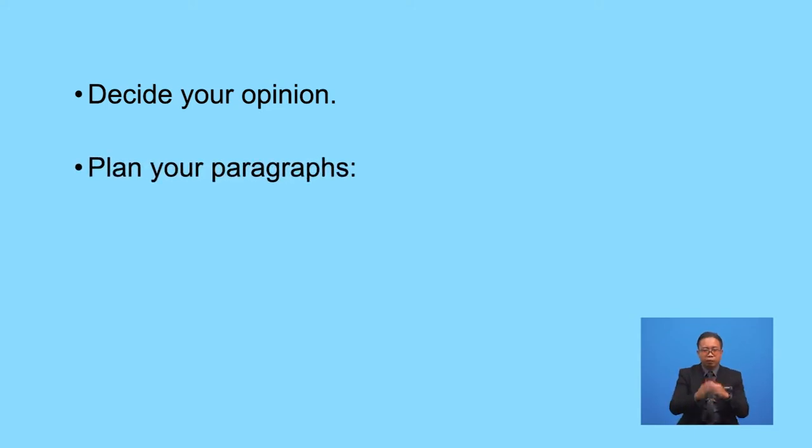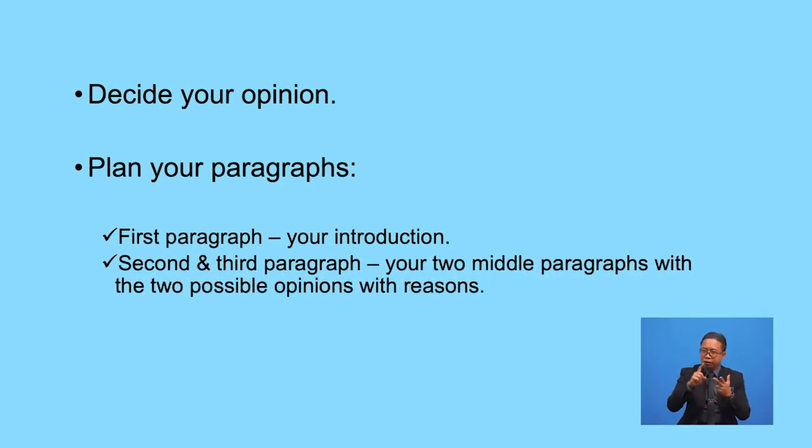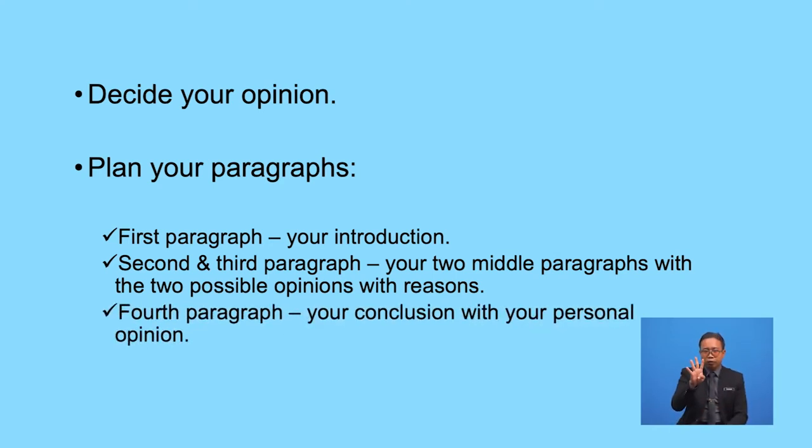When writing an opinion essay, you need to follow this plan. First, decide what your opinion is. This will be the main point of your conclusion. Then plan your middle paragraphs using the ideas that you've come up with earlier. Next, your essay should consist of four paragraphs. First paragraph, your introduction with a question. Second and third paragraph, your two middle paragraphs with the two possible opinions with reasons. And fourth paragraph is your conclusion with your personal opinion.